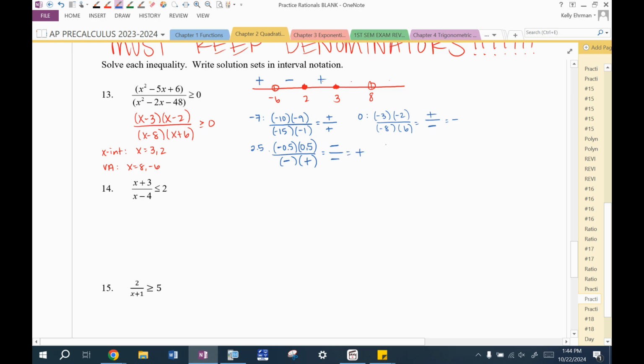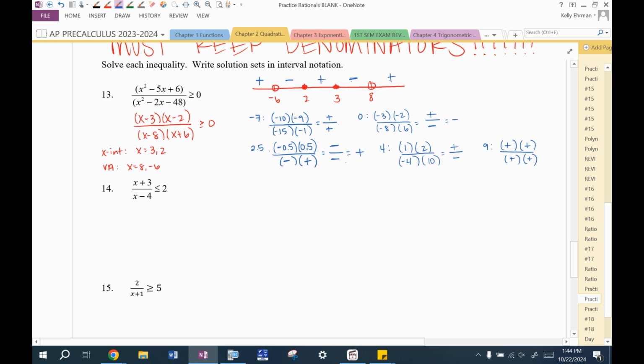What's between 3 and 8? I would pick 4. 4 minus 3 is 1. 4 minus 2 is 2. 4 minus 8 is negative 4. 4 plus 6 is 10. A positive divided by a negative is overall negative. And finally, what's to the right of 8? Try 9. 9 minus 3 is positive. 9 minus 2 is positive. 9 minus 8 is positive. 9 plus 6 is positive.